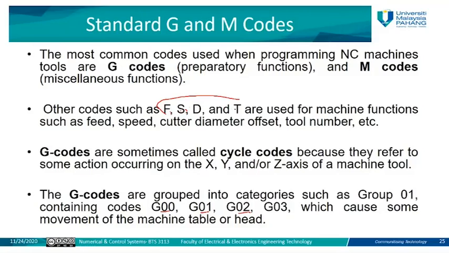The number after T represents the tool. If you have 5 tools, you have tool 1, tool 2, and so on up to tool 5. But for G, the number gives you different preparatory functions. Each number gives you a different preparatory function.